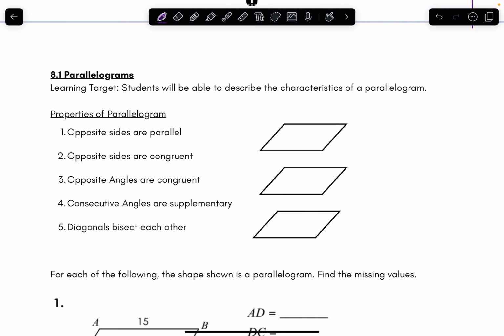The purpose of this unit is to go over some of the common characteristics of some important shapes that you'll need to know for our proofs that we're going to do in the next unit. So the first shape we're going to talk about is a parallelogram.